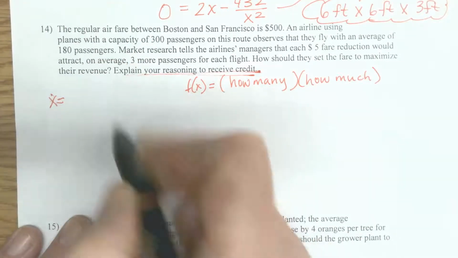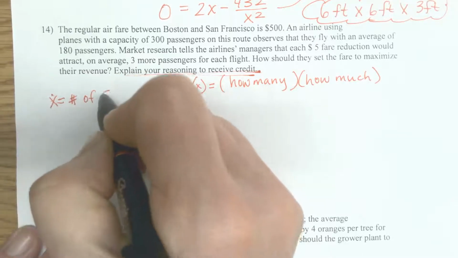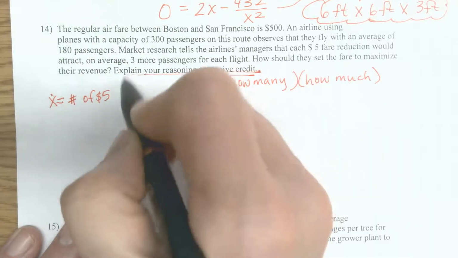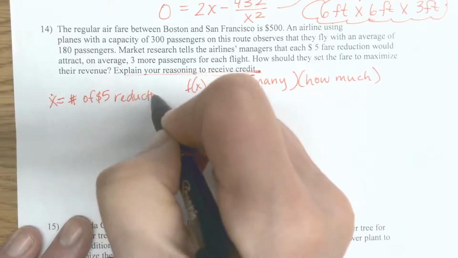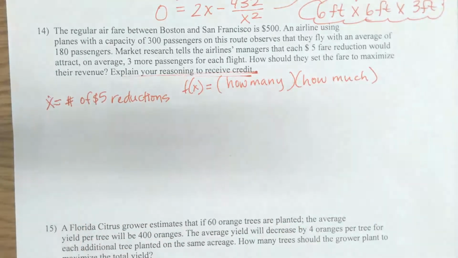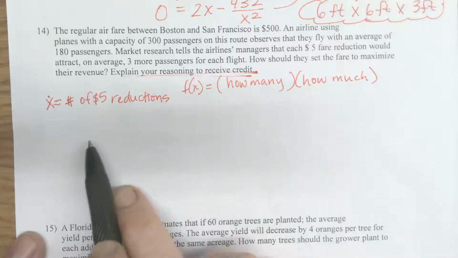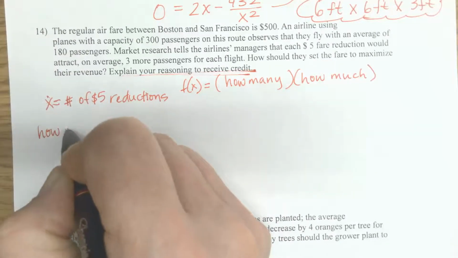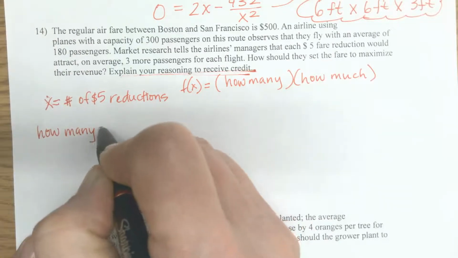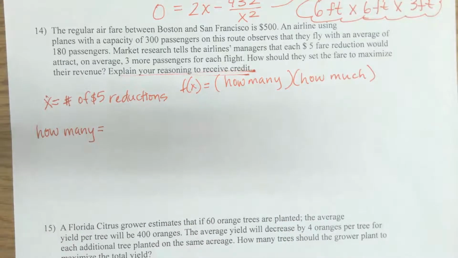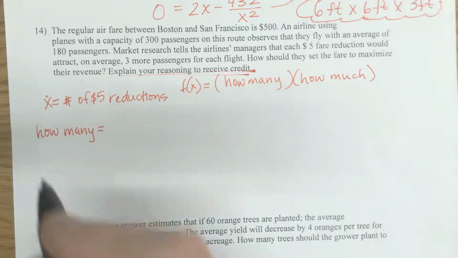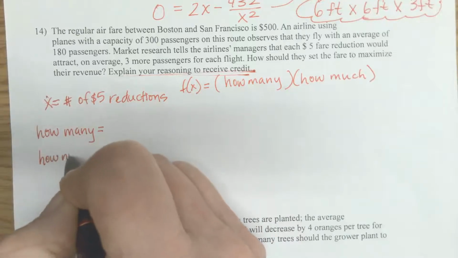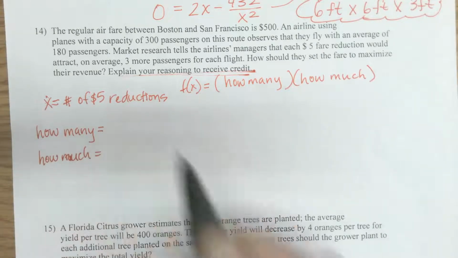X is going to be the number of $5 reductions. Because I don't want to just reduce the price $5 and that's it. I don't want to just do it once. That's not going to get the maximum revenue. So I want to do it a number of times and I want to figure out how many times. When I talk about how many, I want to set up a function that represents how many people will be on that flight. And the how much is how much I am going to charge.